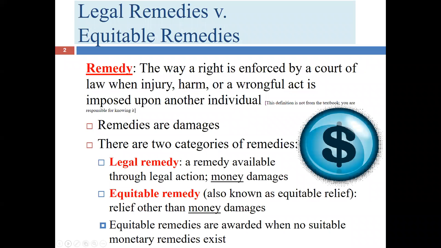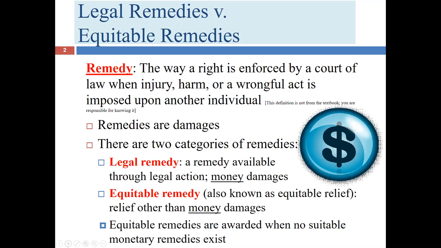So we're first going to need to separate the remedies that are available into two different buckets. All the remedies that we're going to talk about today go either into the legal remedies bucket or the equitable remedies bucket. Sorry about that. It's an important distinction, so when you're preparing for quizzes and tests, make sure that you know, hey, this is a legal remedy or this is an equitable remedy. It's an either-or situation. A remedy can't be both, and it can't be neither. It's got to be one or the other.